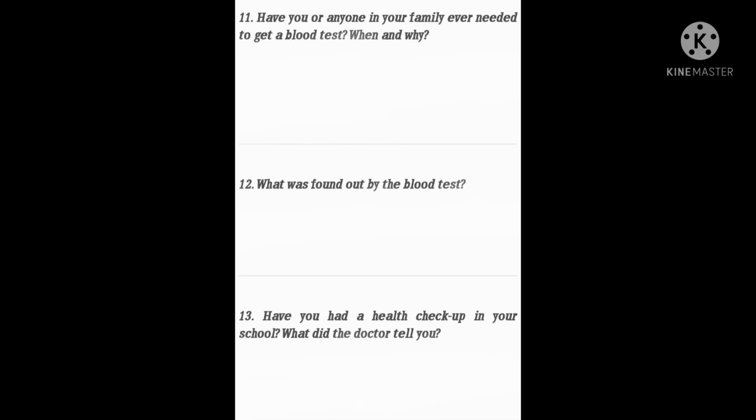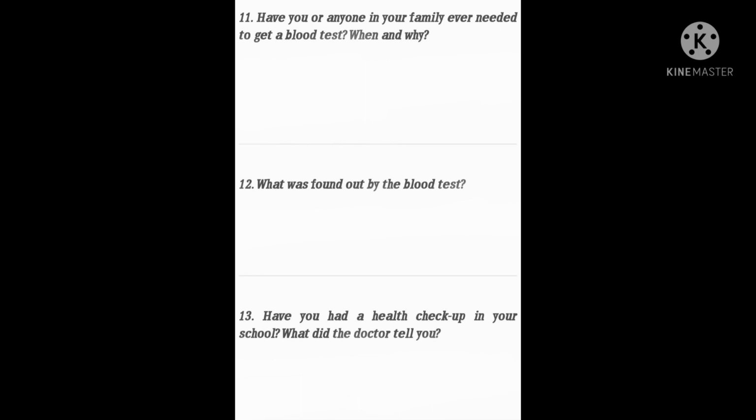Question number 11. Have you or anyone in your family ever needed to get a blood test? When and why? Answer: yes, last year I had a blood test done. Full stop. It was because doctors feared that I might be suffering from anemia. Others can write their own experience for the answer. Question number 12. What was found out by the blood test? It was found that I was suffering from anemia, or whatever is required can be written by the students.